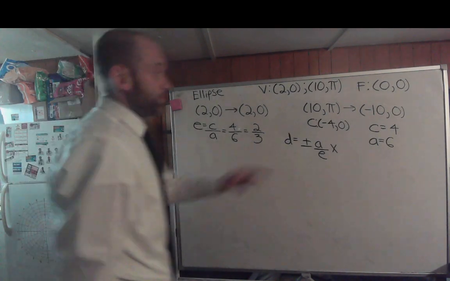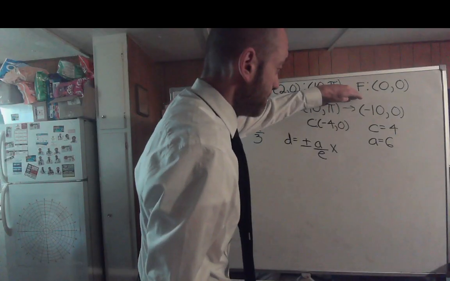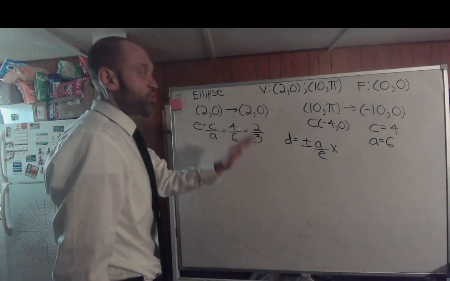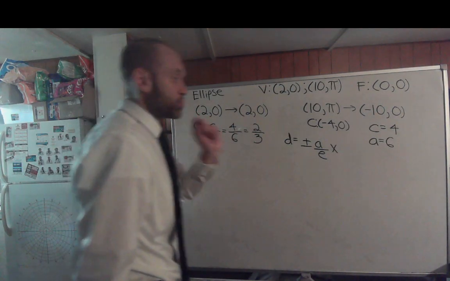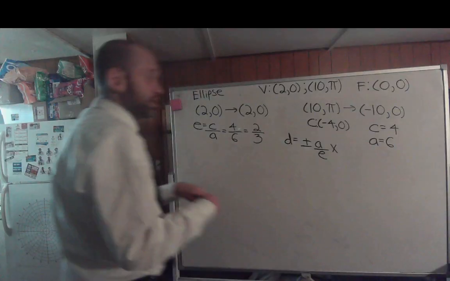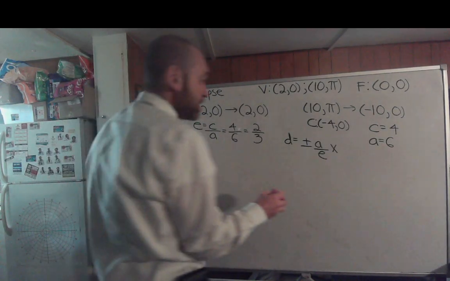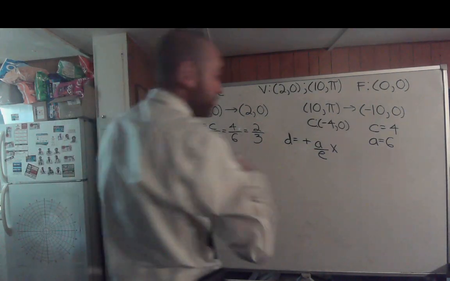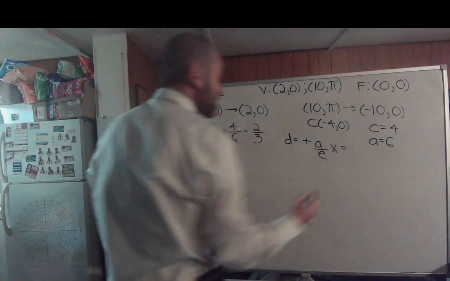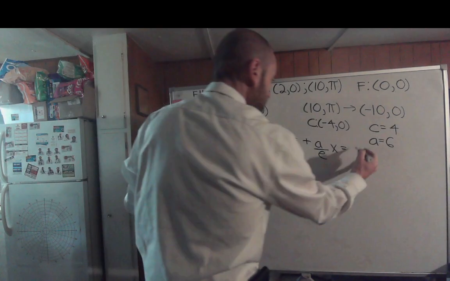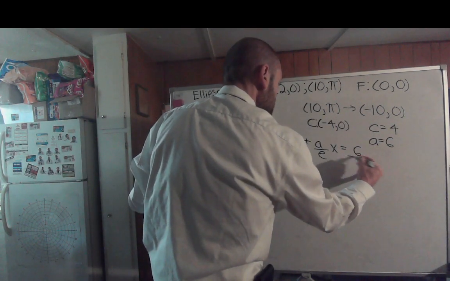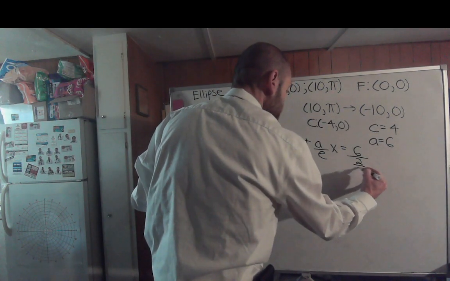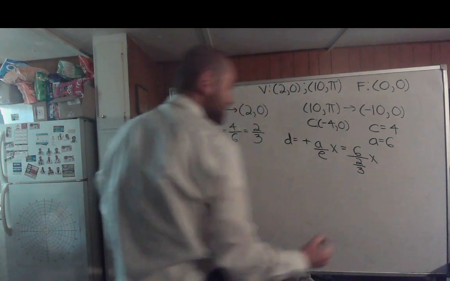Well, notice your focus is 0, 0. You have a vertex at 2, 0. That means your directrix would have to be outside of the ellipse, to the right of it somewhere. So we're just going to use the plus form in this case. Well, what is a? A is 6, and then e we determined was 2/3. So 6 over 2/3 times x.